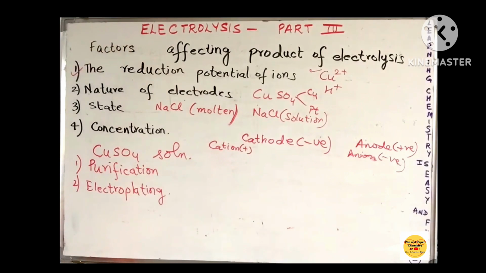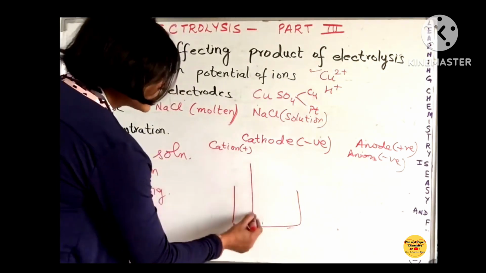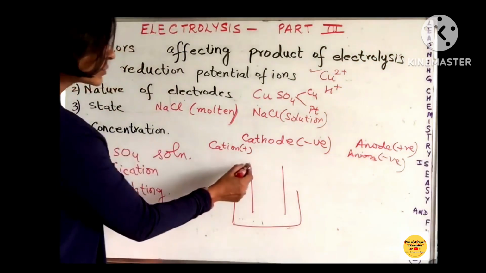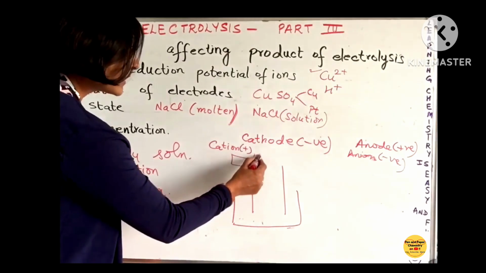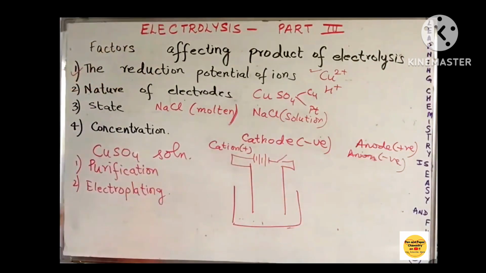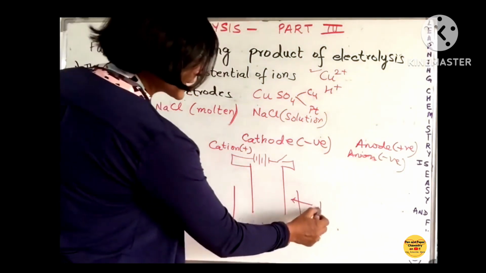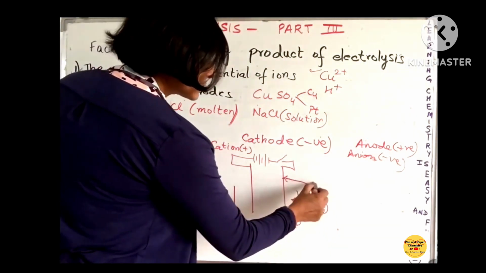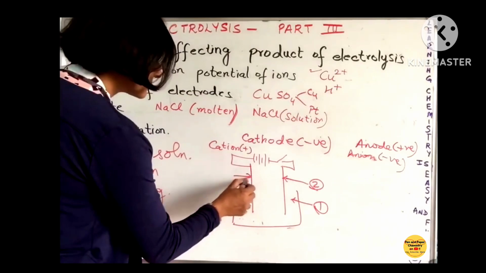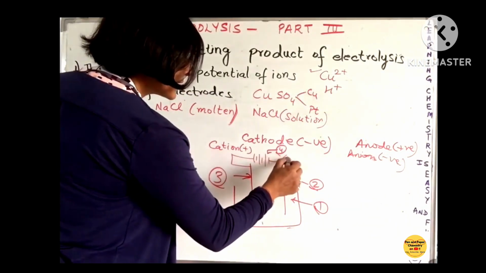So when you are asked to draw an electrolytic cell, please make sure that you draw the electrodes, and along with it you don't forget to show the battery arrangement and the key arrangement, right? And you have to mark everything: the electrolyte, the cathode and the anode, the battery, the key.